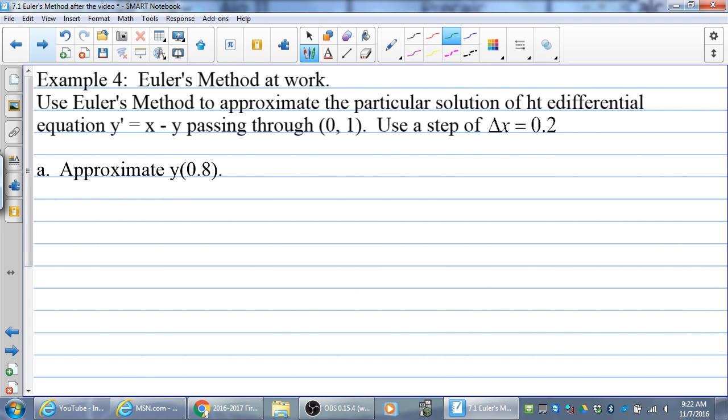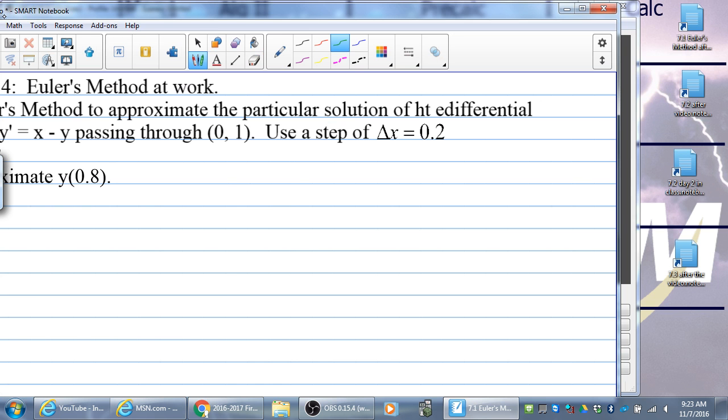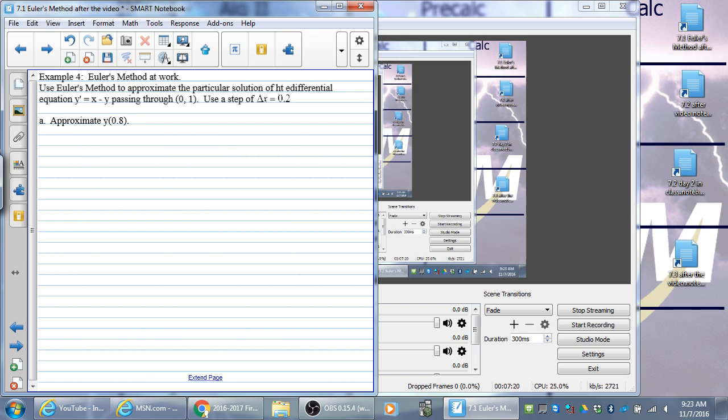Use Euler's method to approximate the particular solution of the differential equation y prime equals x minus y, passing through (0, 1), and use a step of change in x equals 0.2. Now this is all decimal, so we're going to grab a calculator.